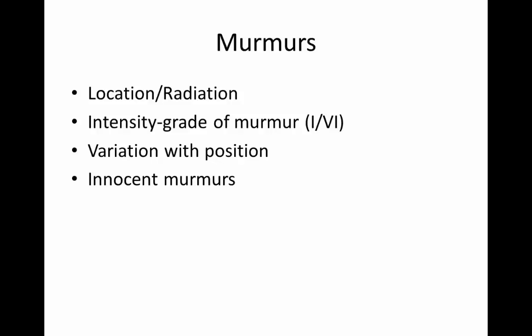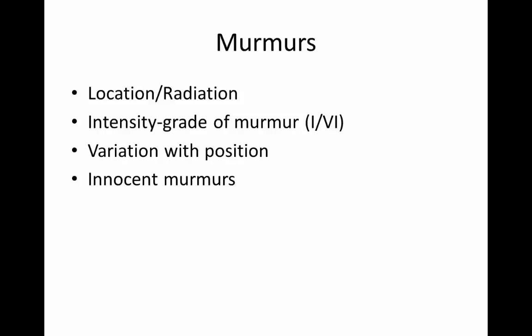Intensity. Again, grade 1 is described as a soft murmur, heard with difficulty. Grade 2 is soft but easily heard. Grade 3 is loud but without a thrill. Grade 4 is loud and associated with a precordial thrill. Grade 5 is loud with a thrill and audible with the edge of the stethoscope. And grade 6 is very loud and doesn't need to have a stethoscope on the chest to be able to hear it. We have a table for that.